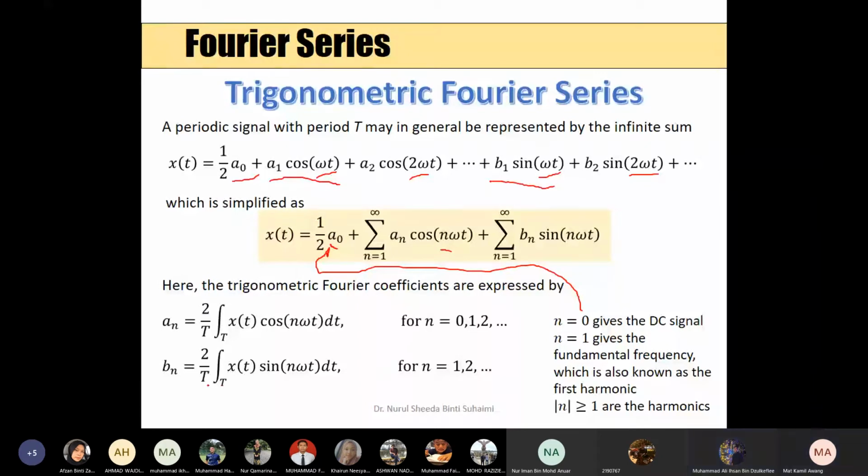For sine, for Bn, n starts from 1. There is no B naught. Okay. So fundamental, n equal to 1, the fundamental frequency, which is also known as the first harmonic. First harmonic is basically the fundamental frequency. Normally I don't say first harmonic, I say fundamental frequency. So fundamental frequency or first harmonic is the same thing. Okay. Don't get confused.